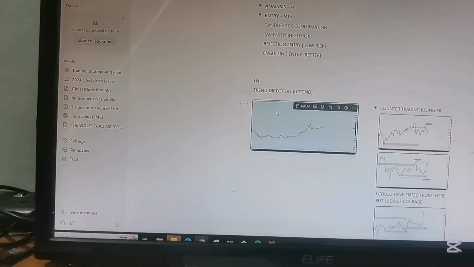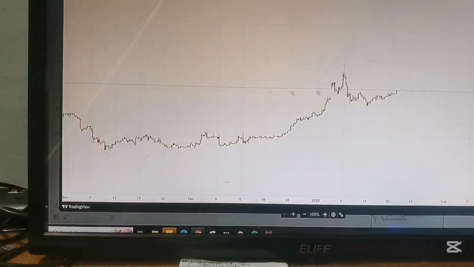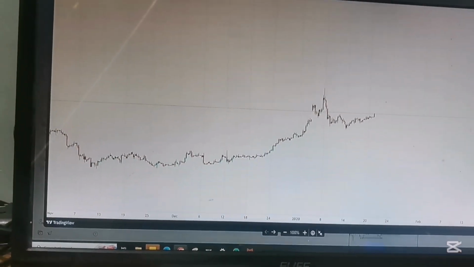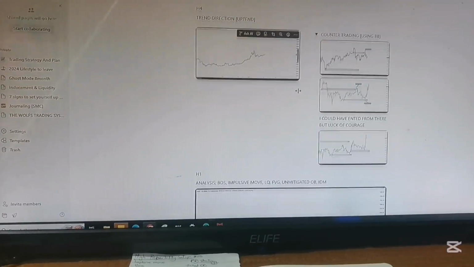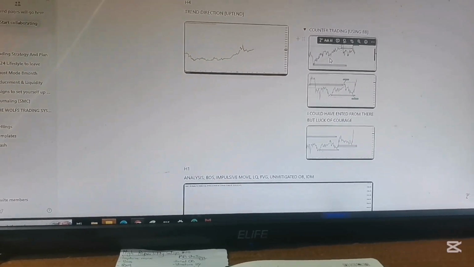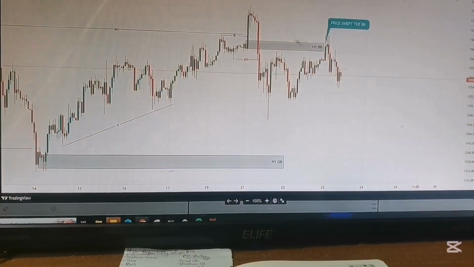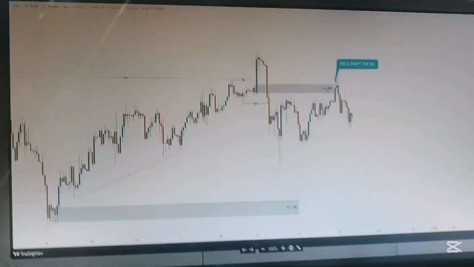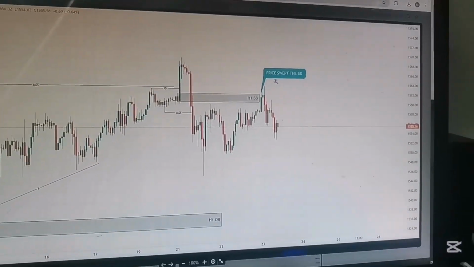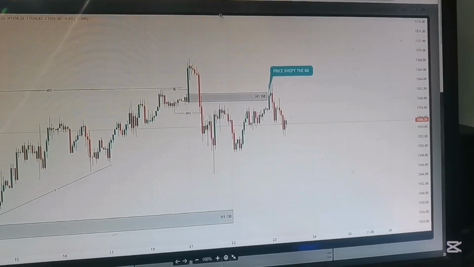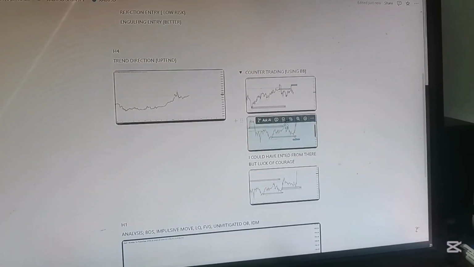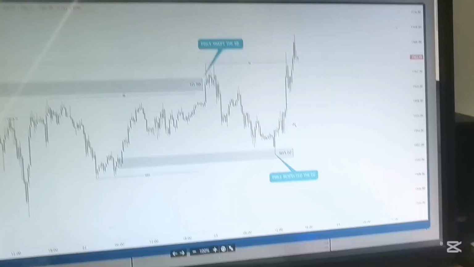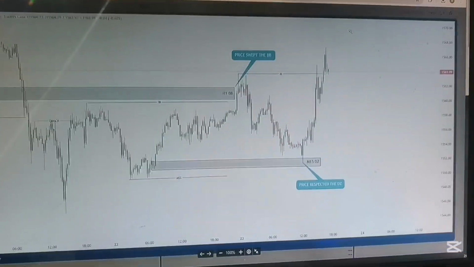So on this particular one, on the 4-hour time frame, this is it. We're on the bullish market. That's on gold. So I try to counter the trend. So here it is. I marked my 1-hour breaker block and price swept the BB. I was monitoring the chart. I was just studying the charts.